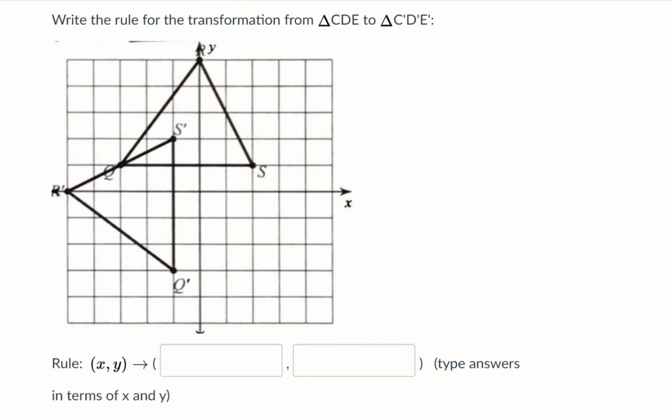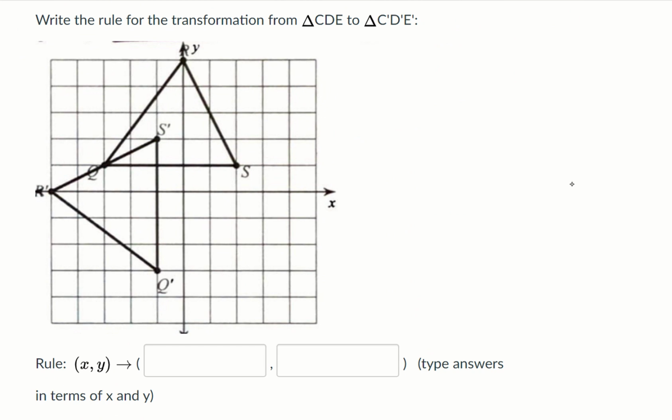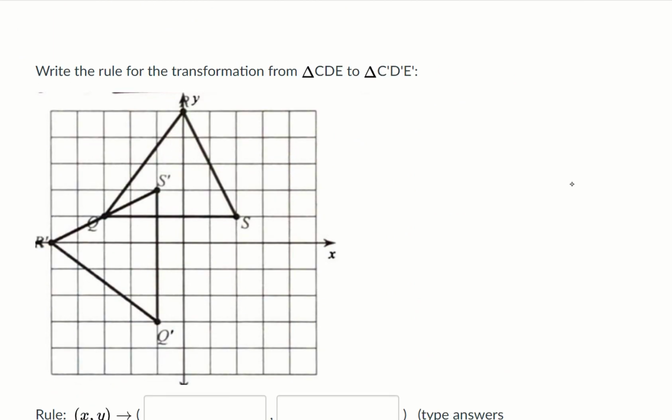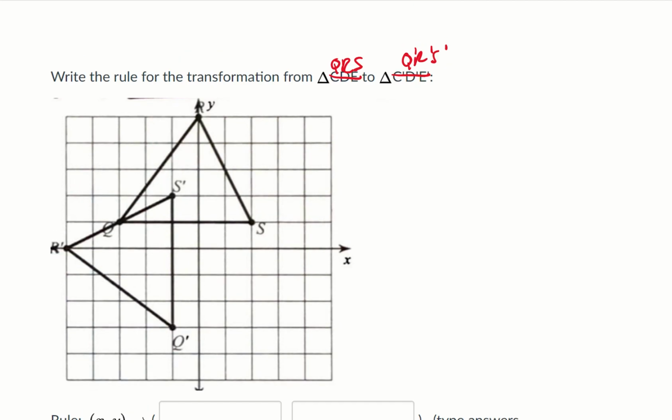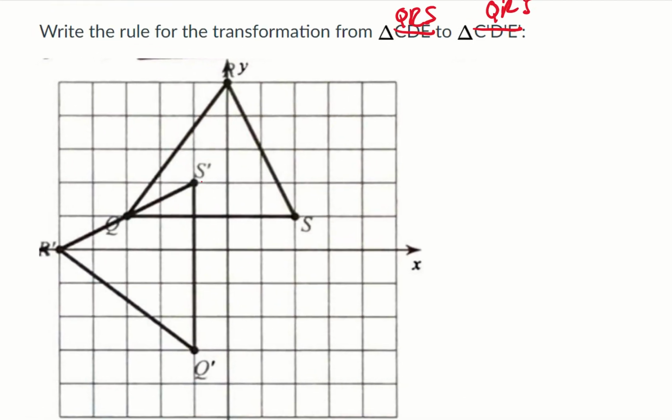All right, so write the rule for the transformation from the unprimed to the primed. There's a typo there. It should be Q prime, R prime, S prime. All right. So what's the rule for that? First, notice that the S went down here, the R went up, and the Q went over there.